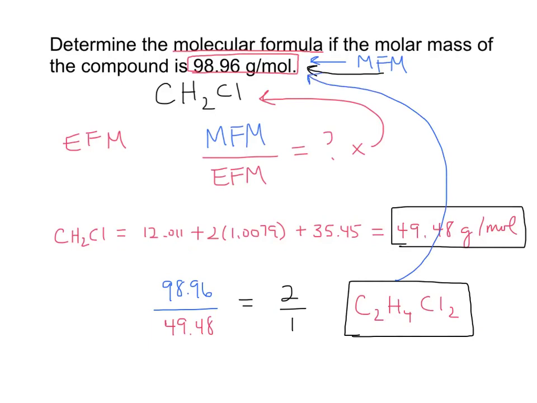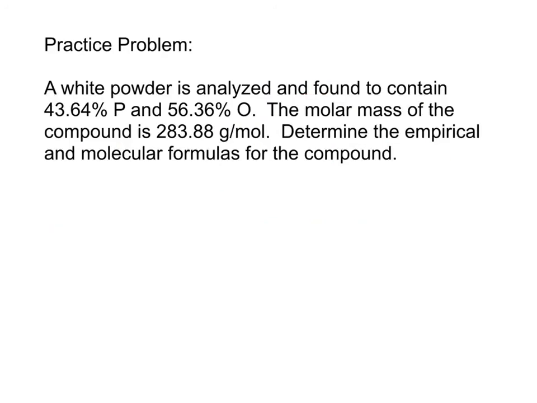Now I want you to try an example on your own, and feel free to pause this video as you go, stopping it or rewinding it as needed to solve the problem. So here's the problem. So we take a white powder and it contains phosphorus and oxygen. The percentages are given as well as the molar mass. So I want you to determine the empirical and the molecular formula for the compound. This is a good point to pause the video. Work the problem out before you move on.